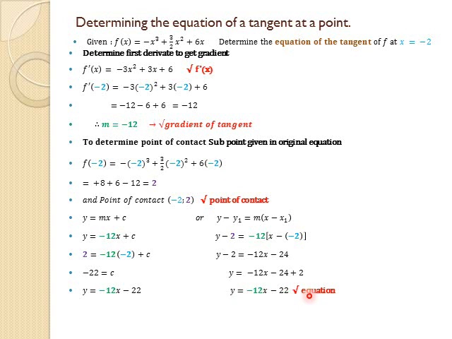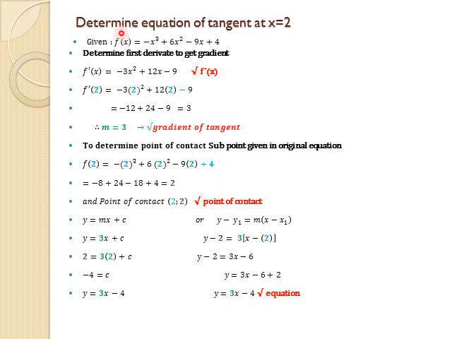Alright, so for the equation of a tangent, I hope you get the procedure. We will give you a point. This point we'll always substitute in the first derivative to get the gradient. Then that same point is substituted in the original equation to get the point of contact. The gradient and point of contact are then used together to find the equation of a tangent, which is the equation of a straight line.